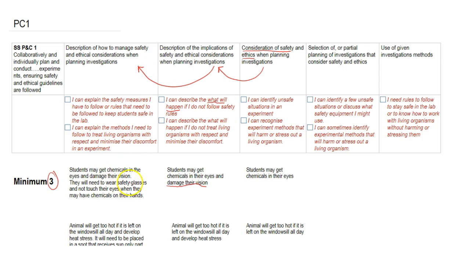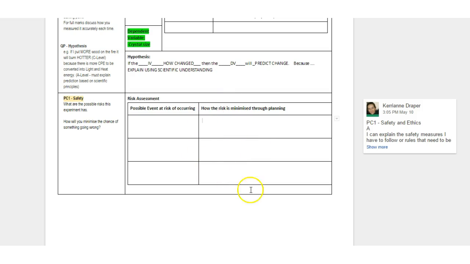To take it up to an A, it's quite simple as well. You have to tell me how to manage those safety considerations. So on your sheet here, that's this column here. You're telling me how to minimize the chance of those problems happening through planning, through rules, through statements of how students are going to act and what they're going to do to avoid those accidents happening in the first place.